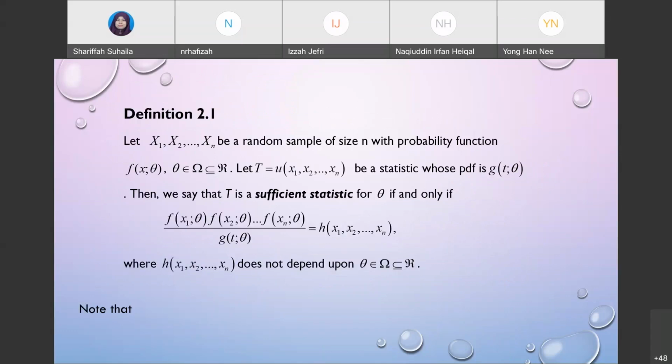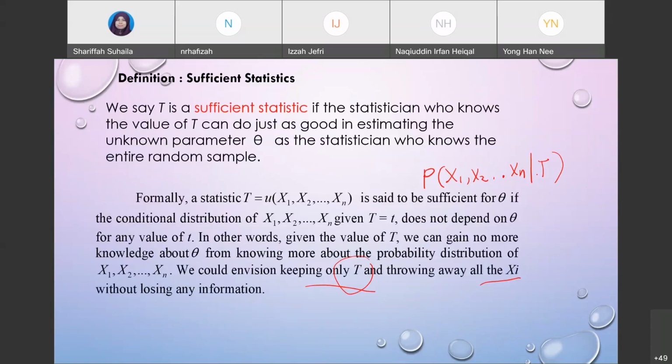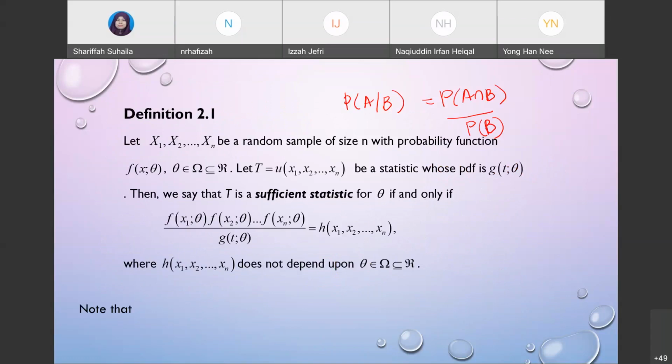So just now we have the conditional probability. If we remember back the conditional probability, the concept is, let's say if we have A and B, probability A intersect with B divided by probability of B. So T is a sufficient statistic. Kalau kita expresskan tadi, kita dah ada this one X1, X2, Xn, T. So kalau kita ada f(x1), f(x2), f(xn), okay.